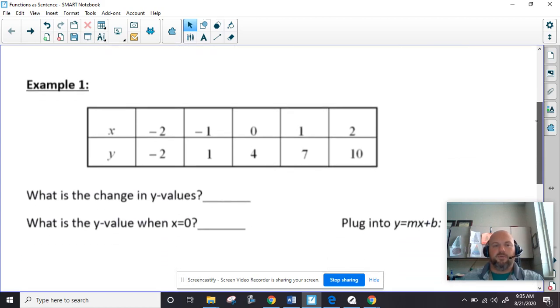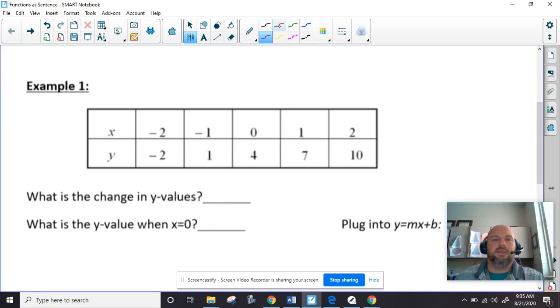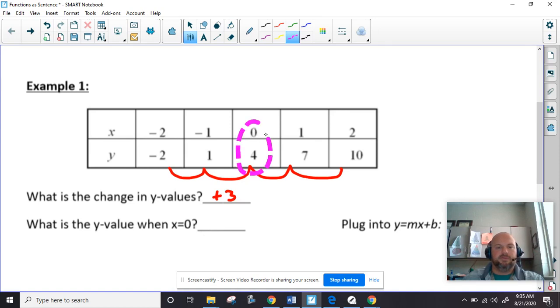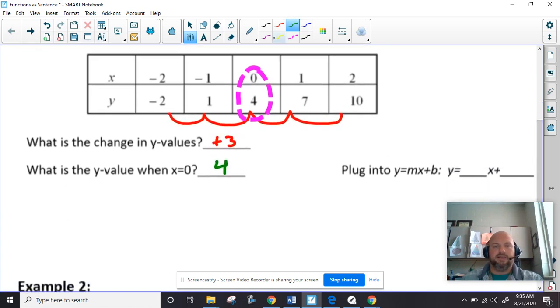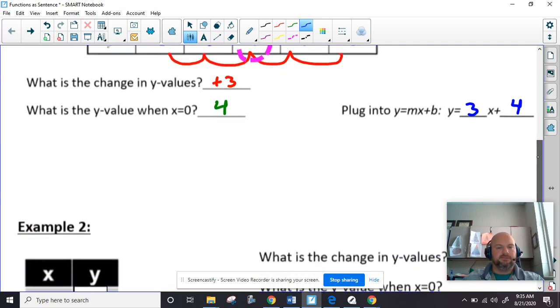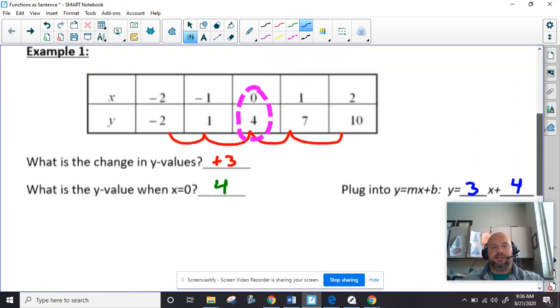Okay, so example 1. All right, so we look right here. What is our change in y's? Well, it looks like we're adding 3 each time. What is our y value when x is 0? Well, when x is 0, y is 4. And now all we have to do is plug that in. So 3x plus 4. And we're done. Amazing. That's because I'm a genius. Well, and y'all are too. Okay, literally, that's what we do.